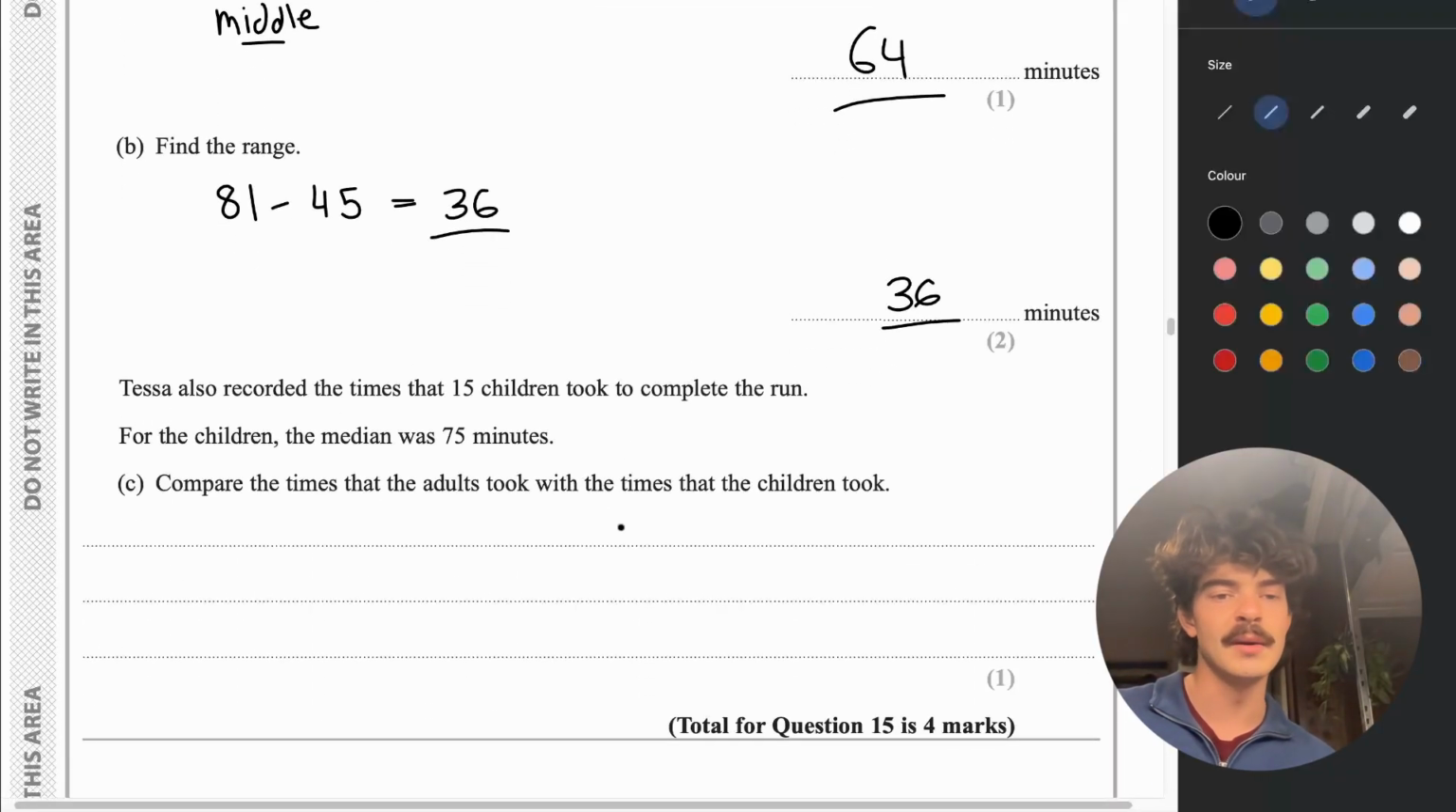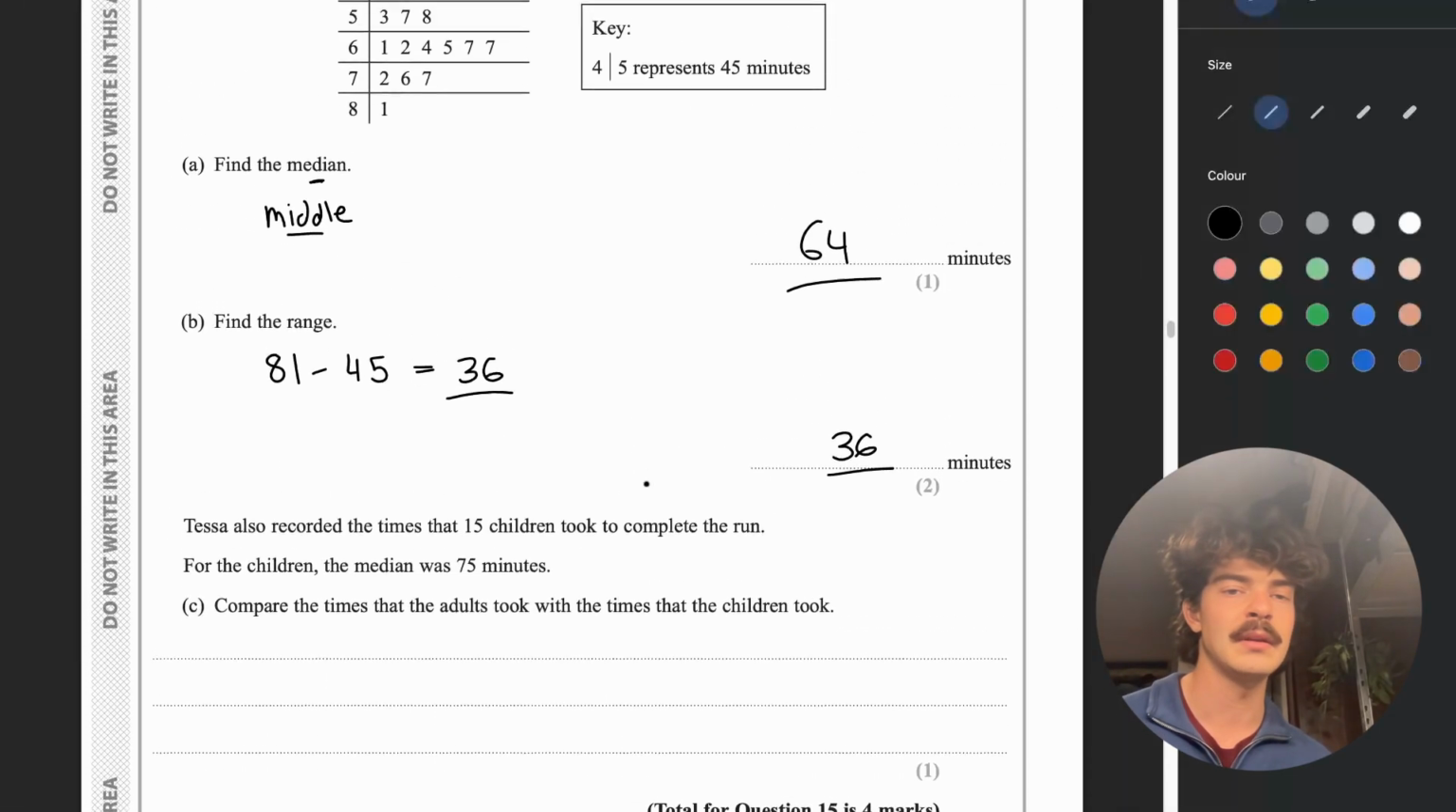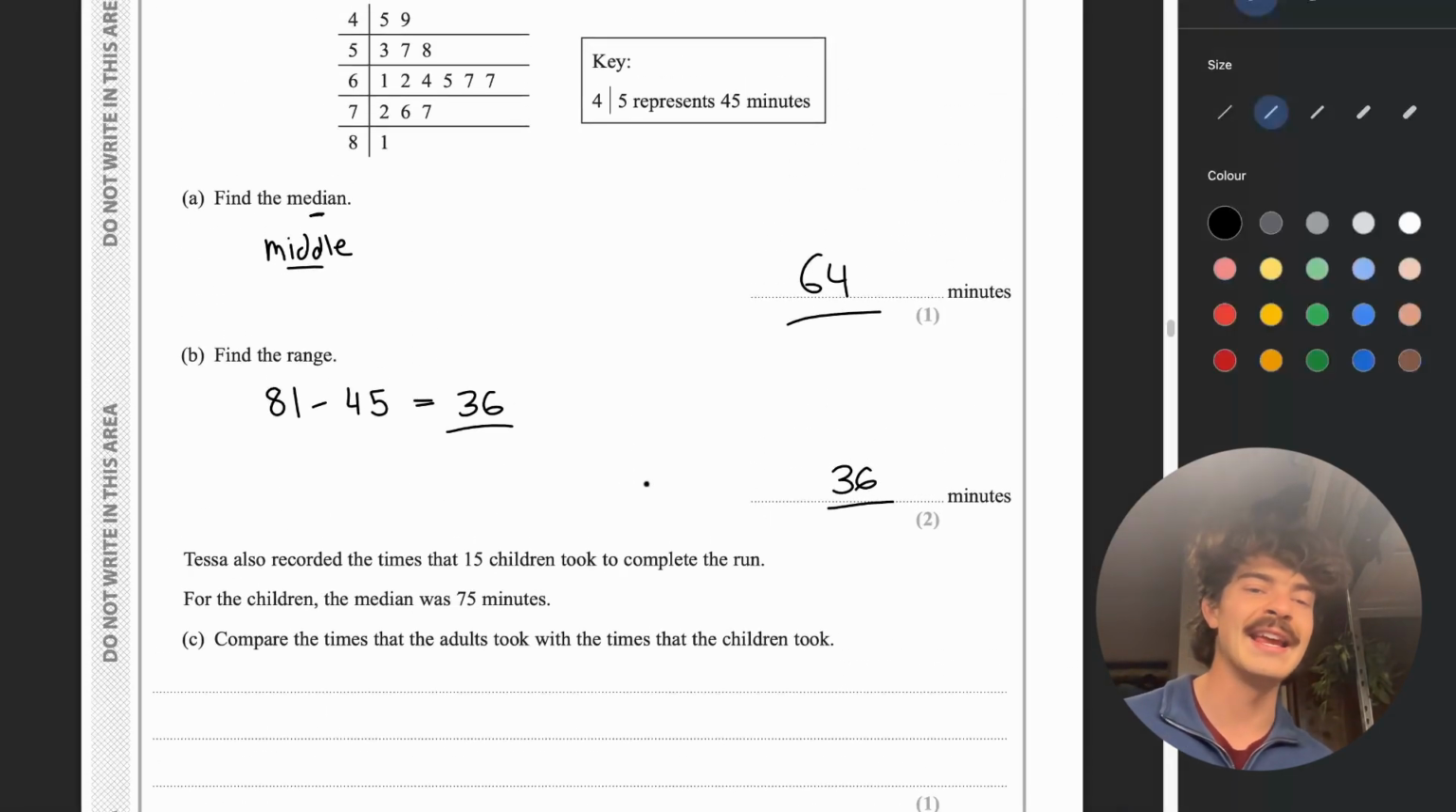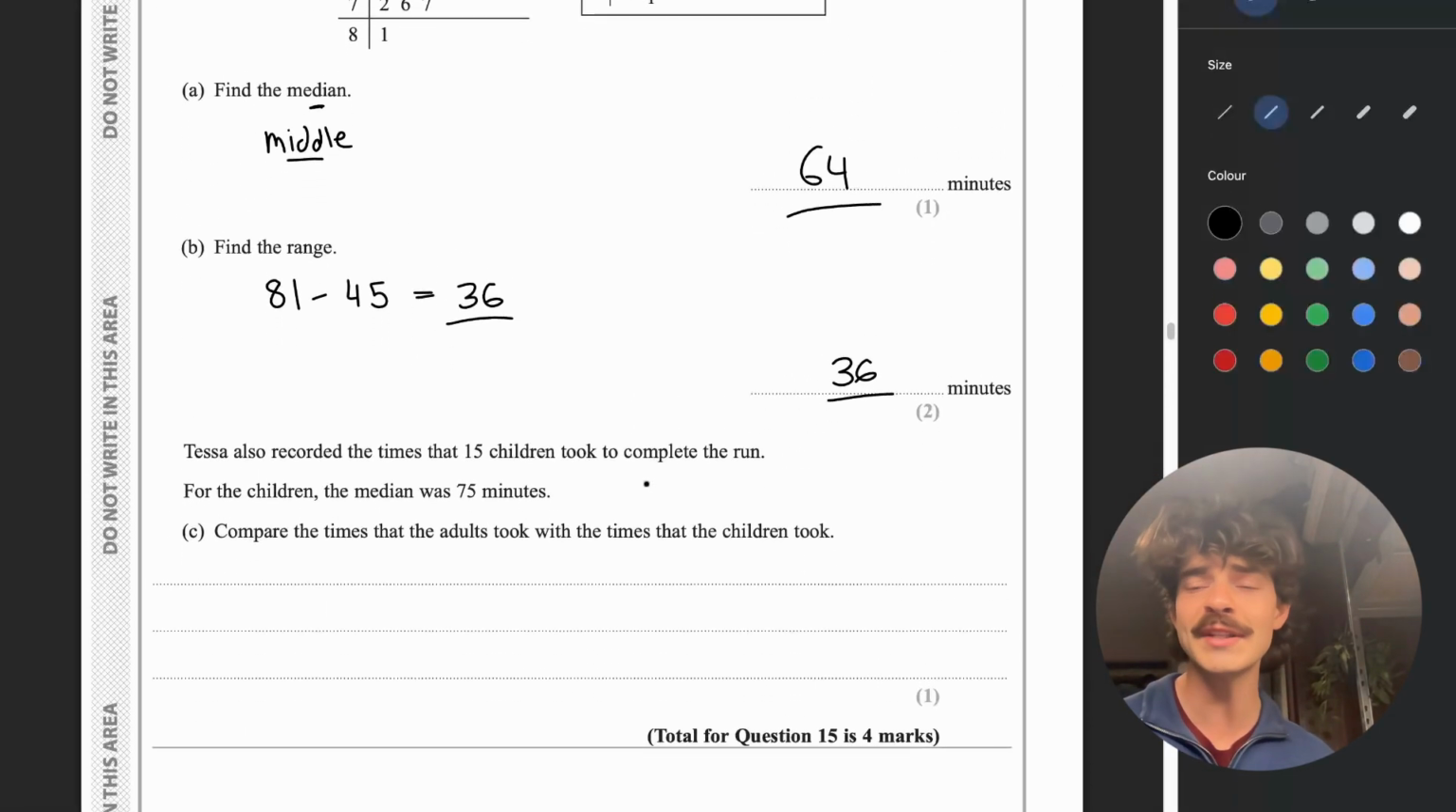Tessa also recorded the times that 15 children took to complete the run. For the children, the median was 75. Compare the times that the adults took with the times the children took. Cool. So, in our case here, we're wanting a comparison. And for these comparison questions that are more statistical, the best thing you can do is state the values, right?